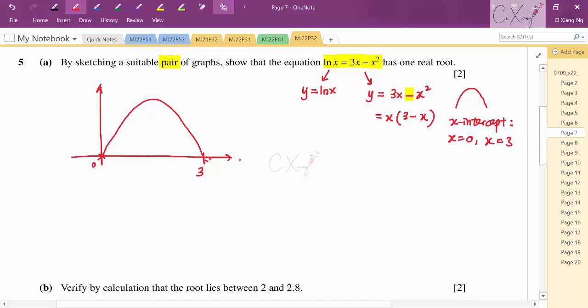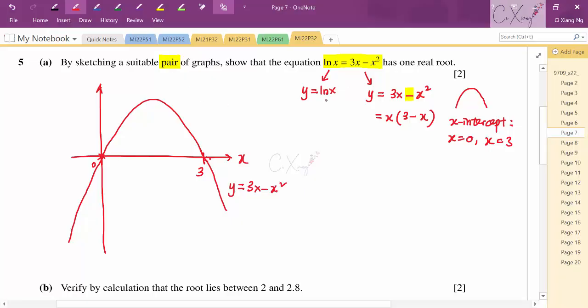And of course, if you want, you can extend it. For this part, you can extend it. It will go down. Okay. Alright, so if you can, try to label it clearly, where y equals 3x minus x squared.